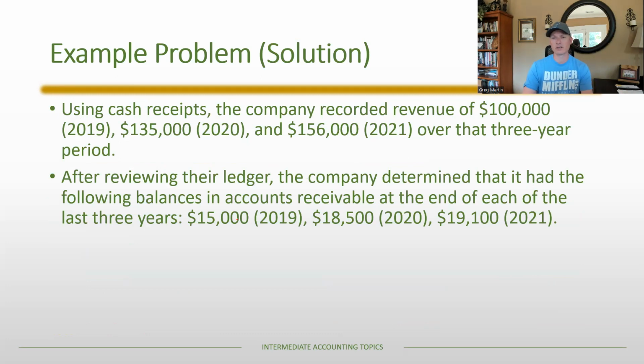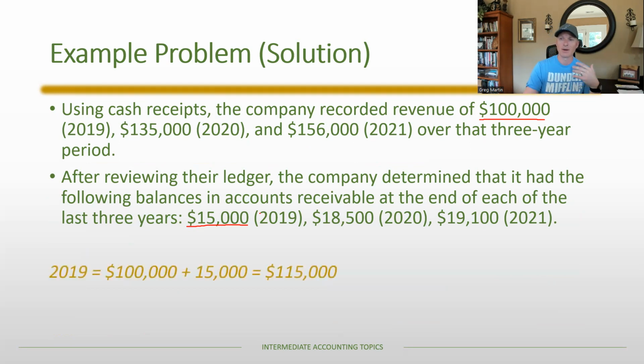So let's talk about 2019 first. The cash-based measure was 100,000. But they also had a receivable of 15,000 at the end of the year, meaning that a sale was made, but the collection has not yet been made. So what do we do with that 15,000? Do we add it or do we subtract it? Again, pause if you're not sure. We're going to jump right into it, and we add it.